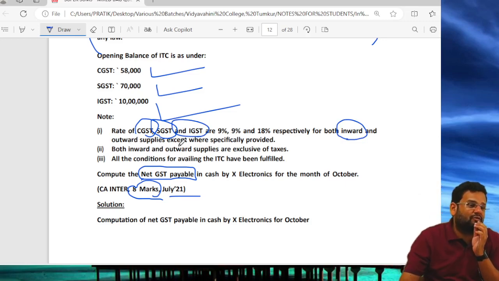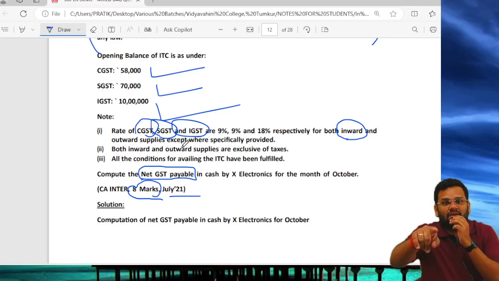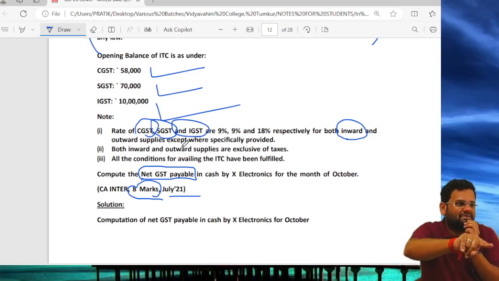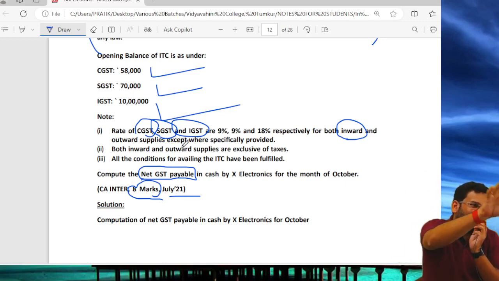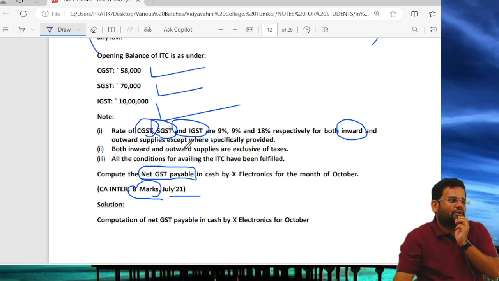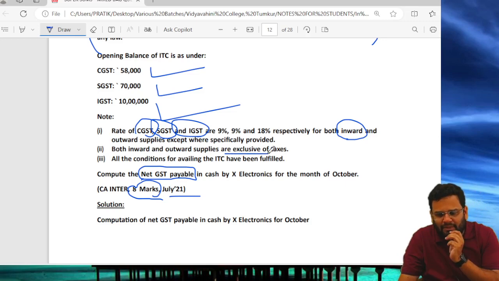except where specifically provided. Means in that refrigerator stabilizer. For refrigerator stabilizer it is 28%. So there don't take 18%. Both inward supply and outward supply are exclusive of taxes. We had already assumed that. And all conditions for availing ITC have been fulfilled. We have already assumed this also.